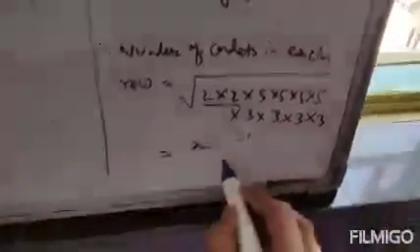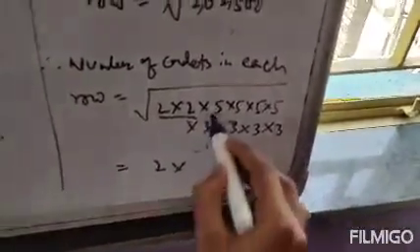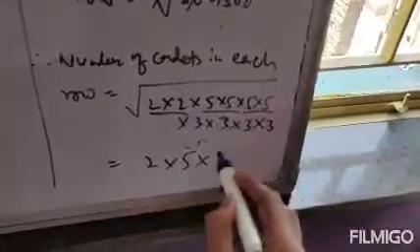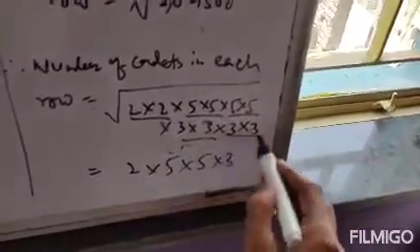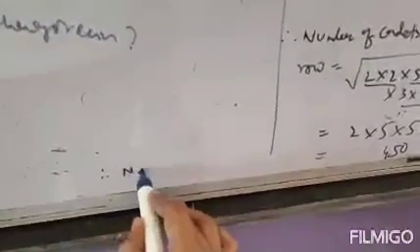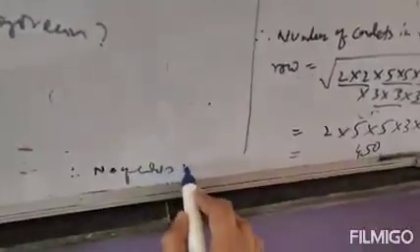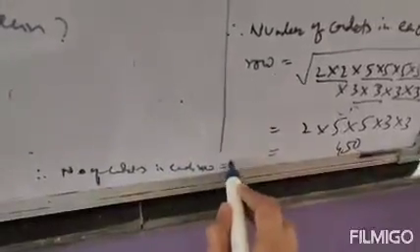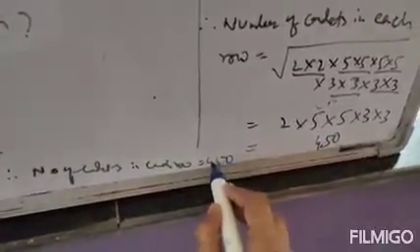There are 2 twos, 4 fives and 4 threes. Clear? Let's extract a single 2 into 5 into 5 into 3 into 3. Therefore 2 fives are 10, 10 fives are 50, 5 threes are 150, 15 threes are 450. So your answer is 450. So the number of cadets in each row equals 450. You will write the answer: number of cadets in each row equals 450. Clear? Next.